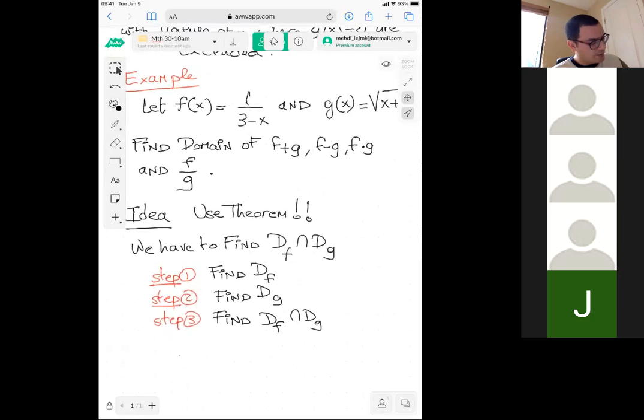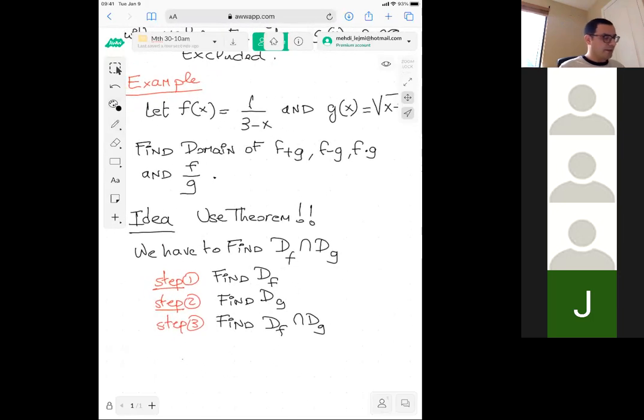Once you find this common domain, that will be the domain of f plus g, f minus g, f times g, all right? But for f over g, we need to exclude the values where g is 0. So let's first do these steps.